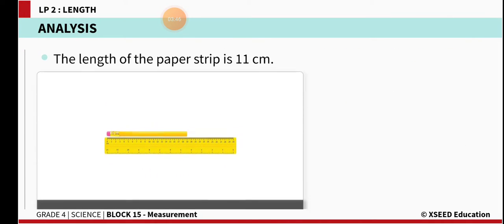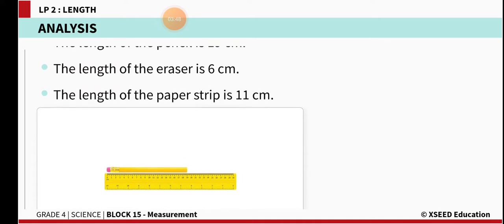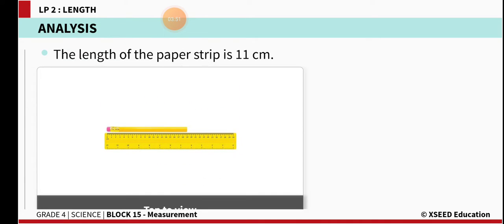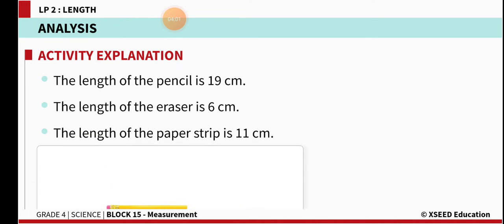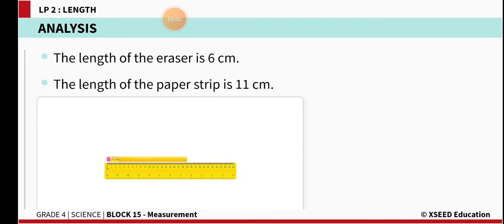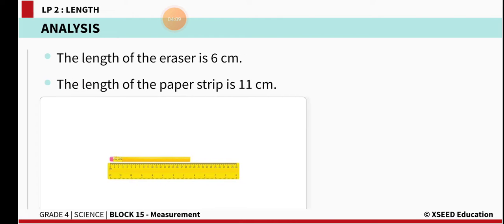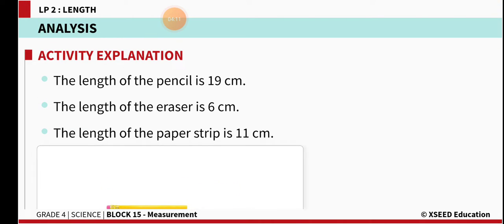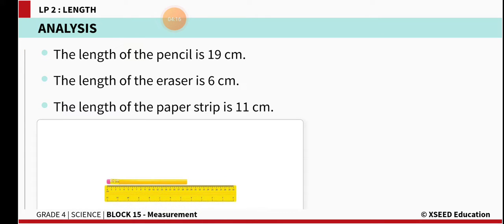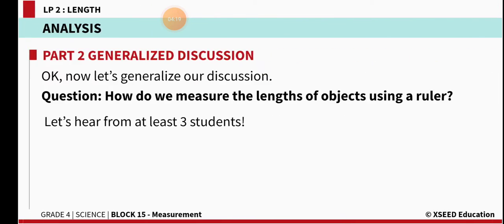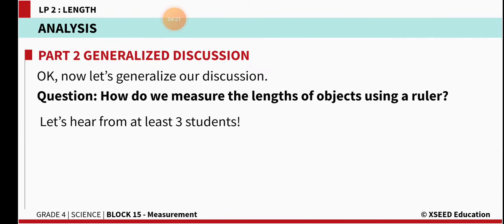As shown in the figure, the pencil length is 19 centimeters. The starting end should be at the 0, and for the final end, whichever number the ruler is showing, you have to write that number. And the units, centimeters are the units because these are very small objects. Small lengths are generally measured in centimeters. And the length of the eraser is 6 centimeters and the length of the paper strip is 11 centimeters.